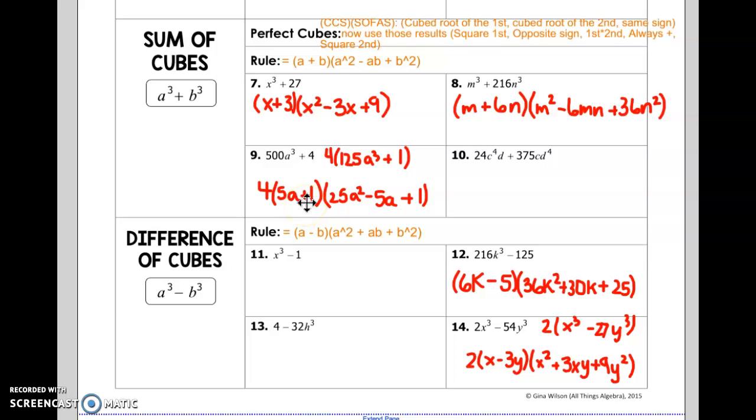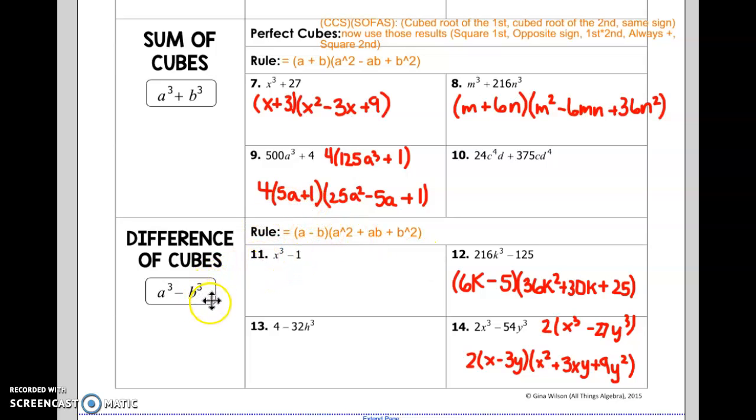Now I disregard everything and just pay attention to what's happening in that CCS, 5a plus 1. Square the first term, 25a squared, opposite sign is subtract. First term times second term is 5a, always add, and then square the second term, which is 1. I left one of the sum of cubes to practice so that you can check and make sure you're on the right track.